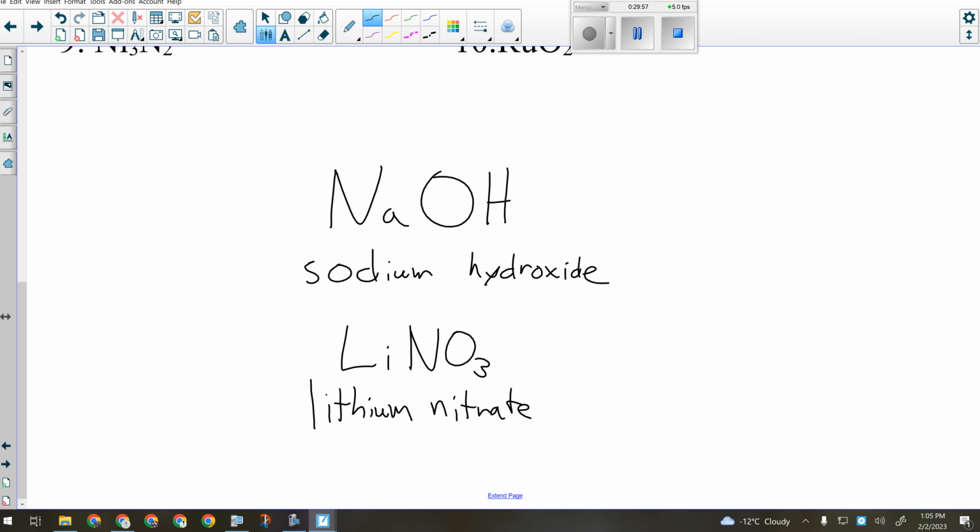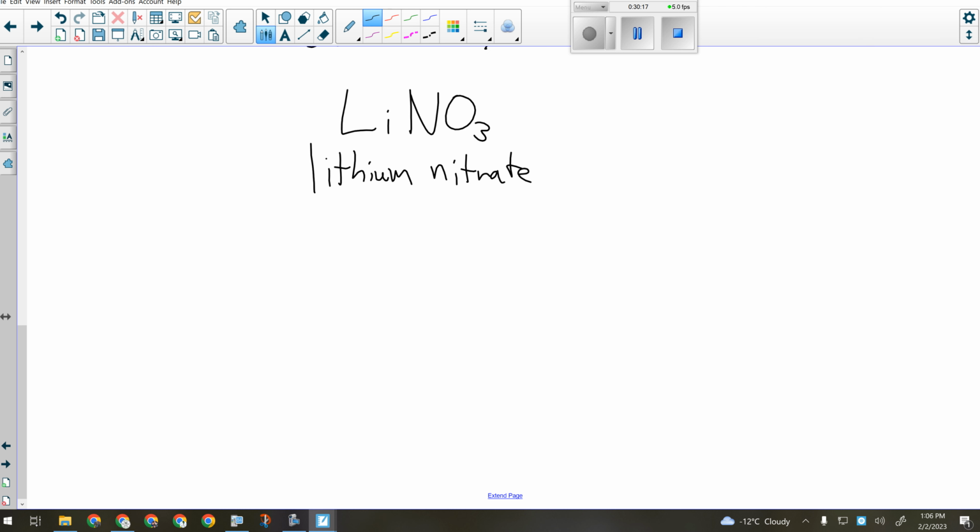There is one ion in here that has a positive charge, and that is ammonium. So is it going to behave like a metal or a nonmetal? It's going to behave like a metal. So anytime you have a compound that has ammonium in it, ammonium will get written first.